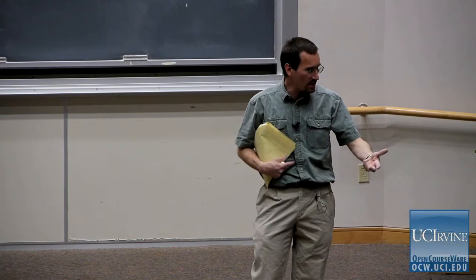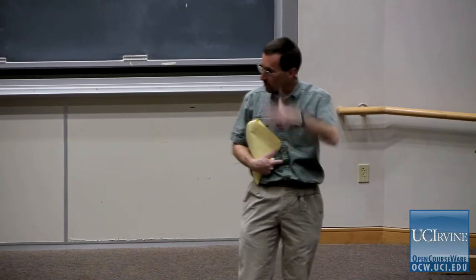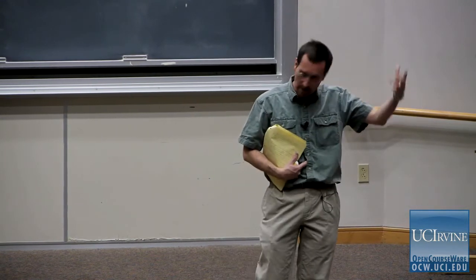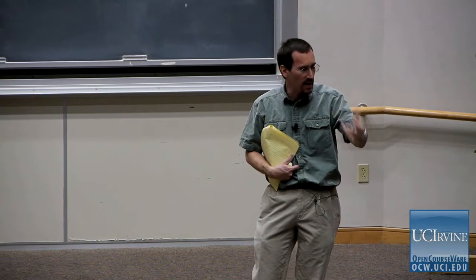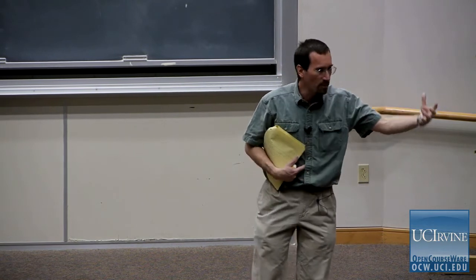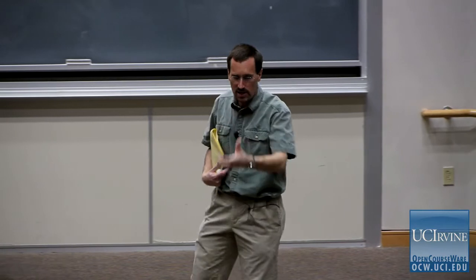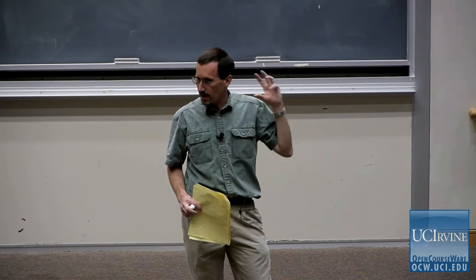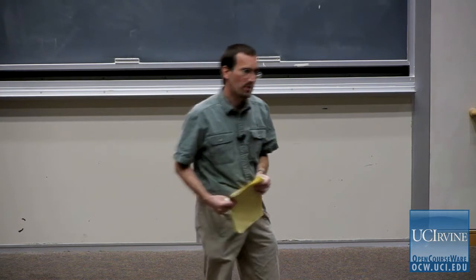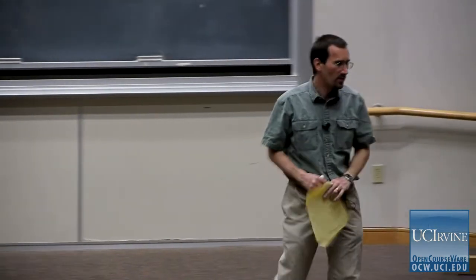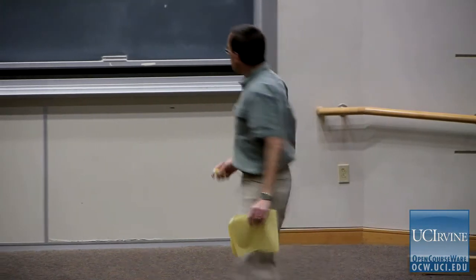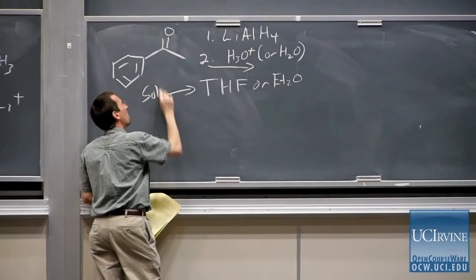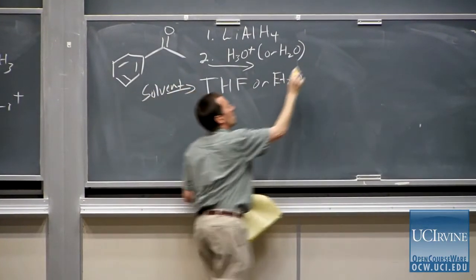We have aqueous hydrochloric acid, which of course is H3O+ and Cl-. We have aqueous sulfuric or concentrated sulfuric acid, which you can add to water to make H3O+ and bisulfate anion, HSO4-. So that's a little bit of a shorthand for adding a strong mineral acid like HCl or H2SO4. Now, we call this step here the workup. So I'll just write solvent, and I'll just write workup here.